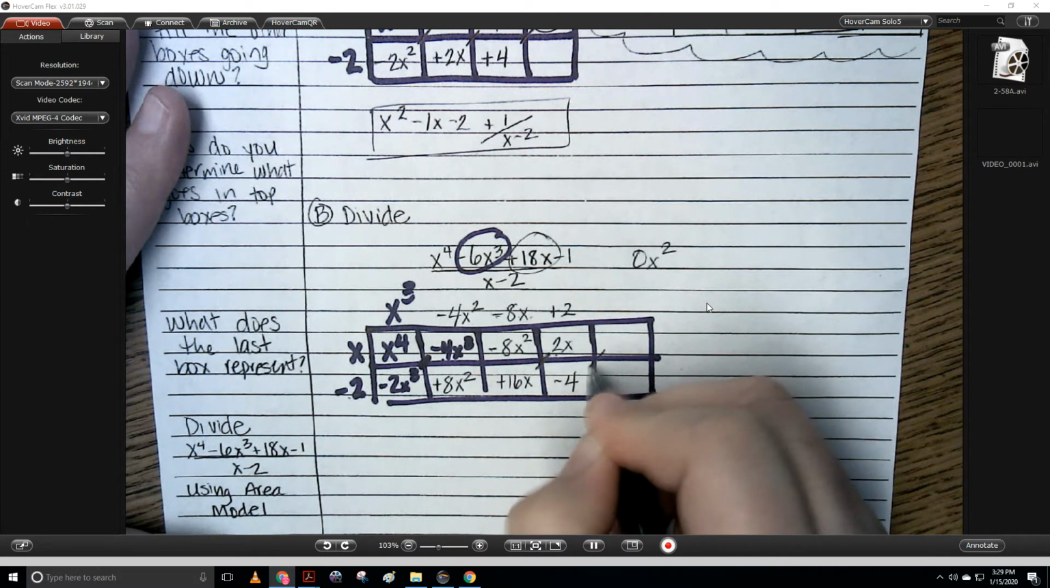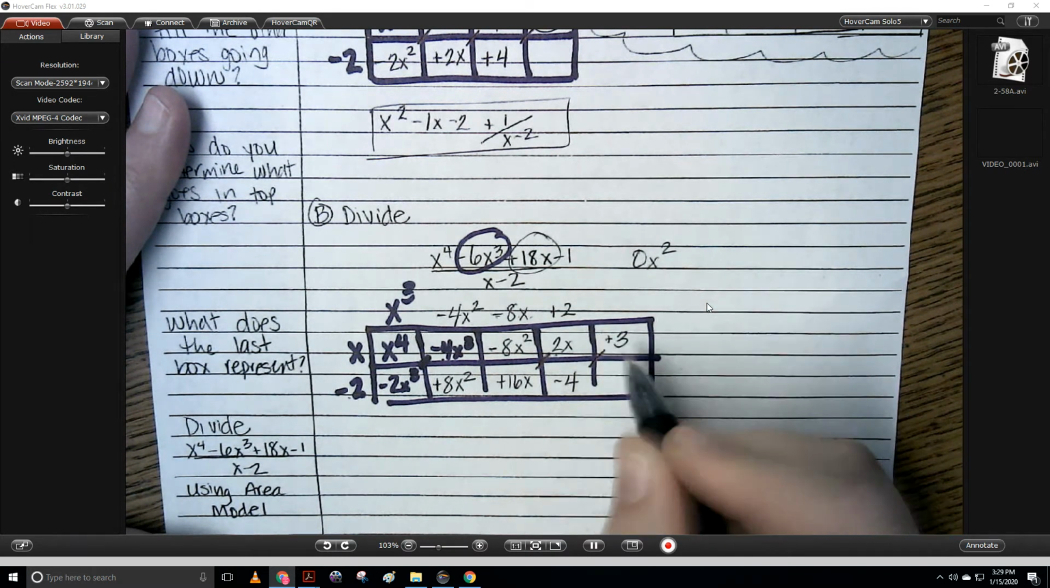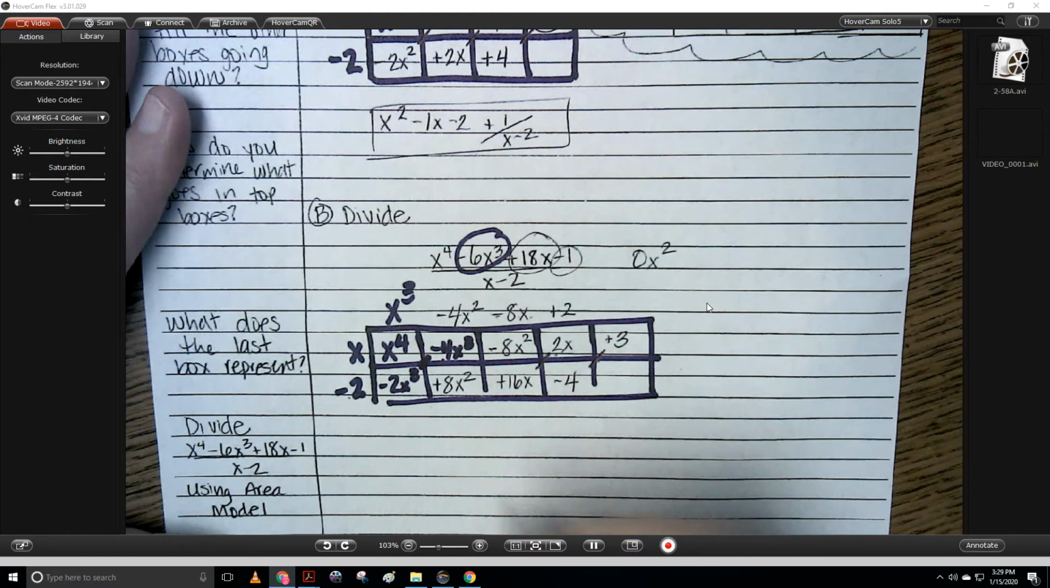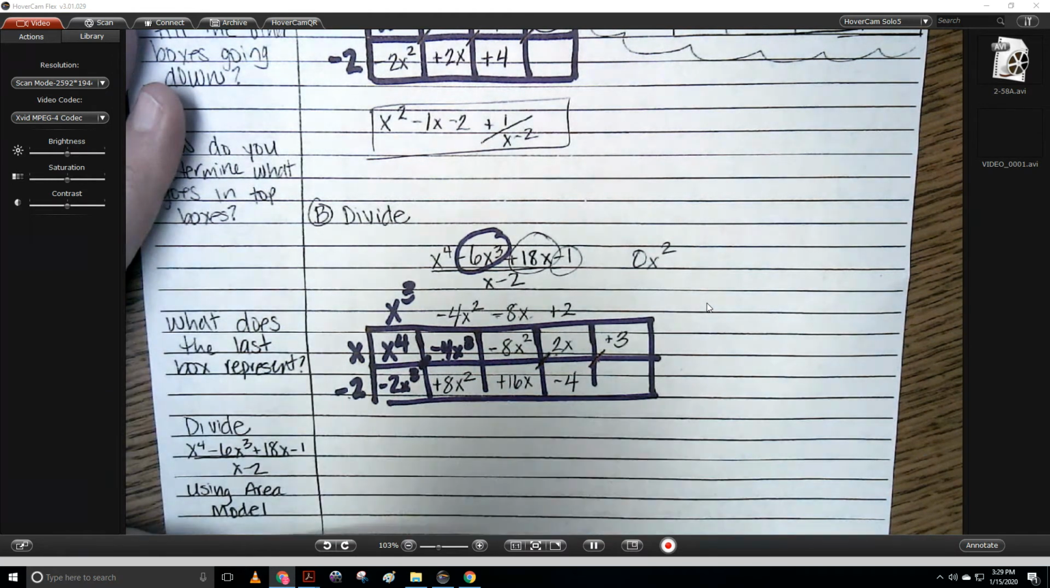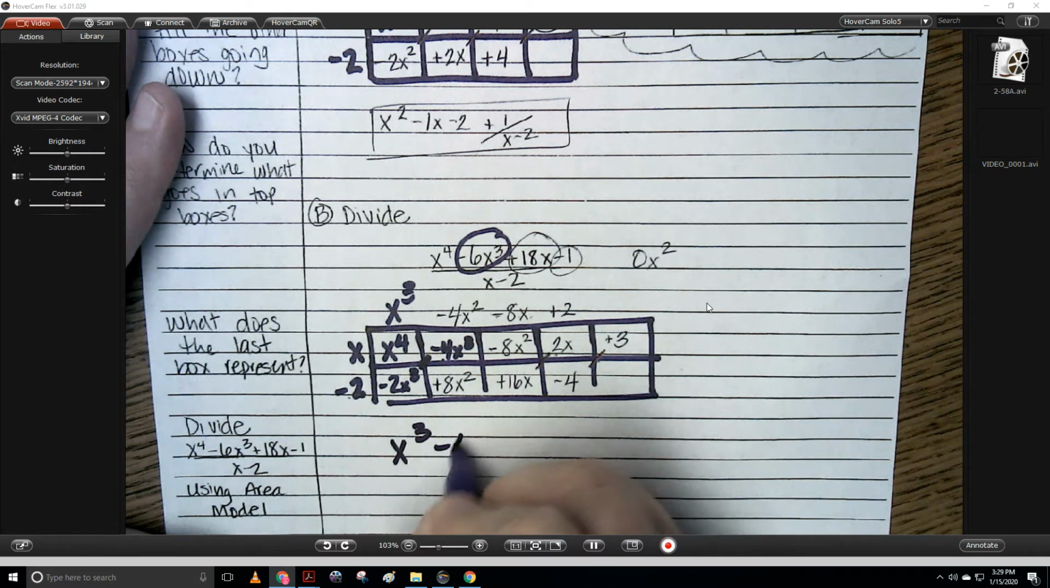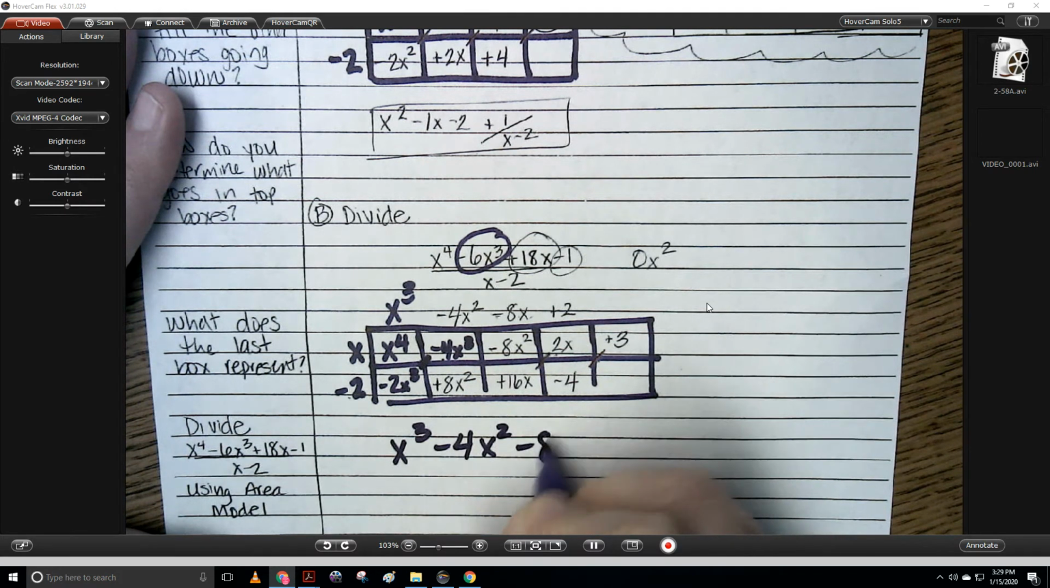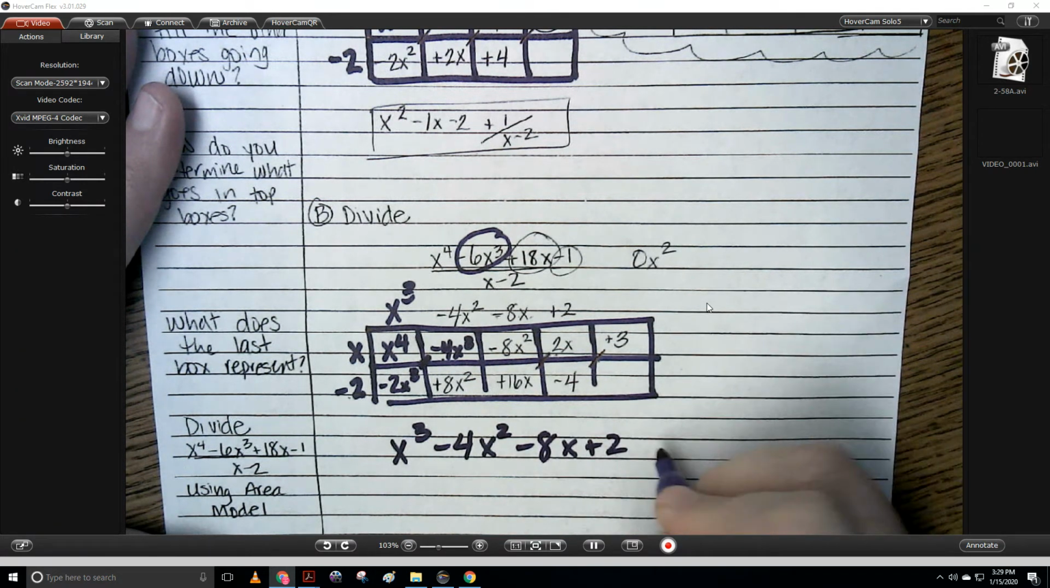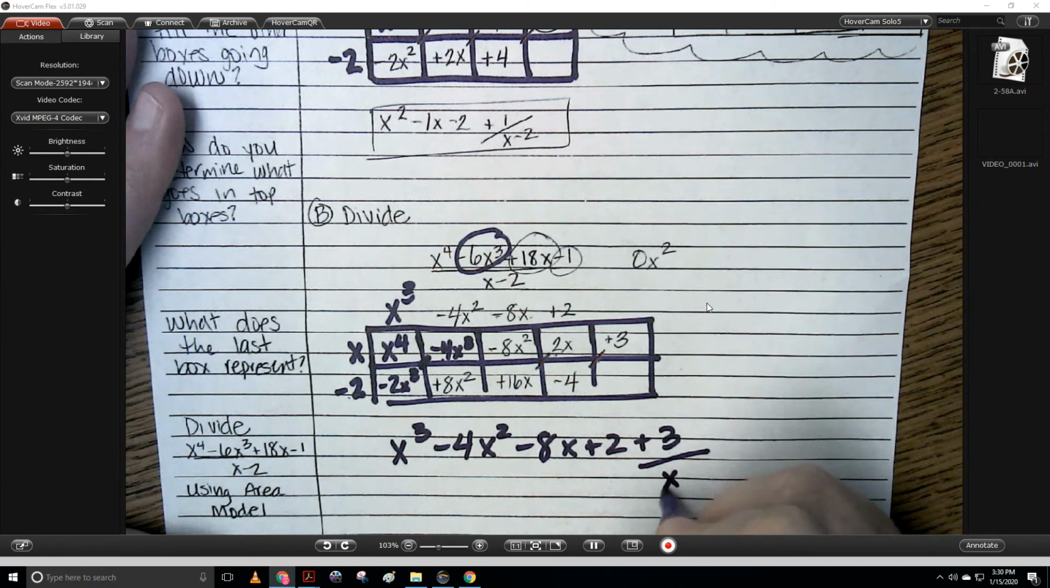Divide 2x by x, you get positive 2. Multiply, and then this needs to be a 3, so that when I add these, I get -1. So my final answer is going to be x cubed minus 4x squared minus 8x plus 2 plus 3 over x minus 2.